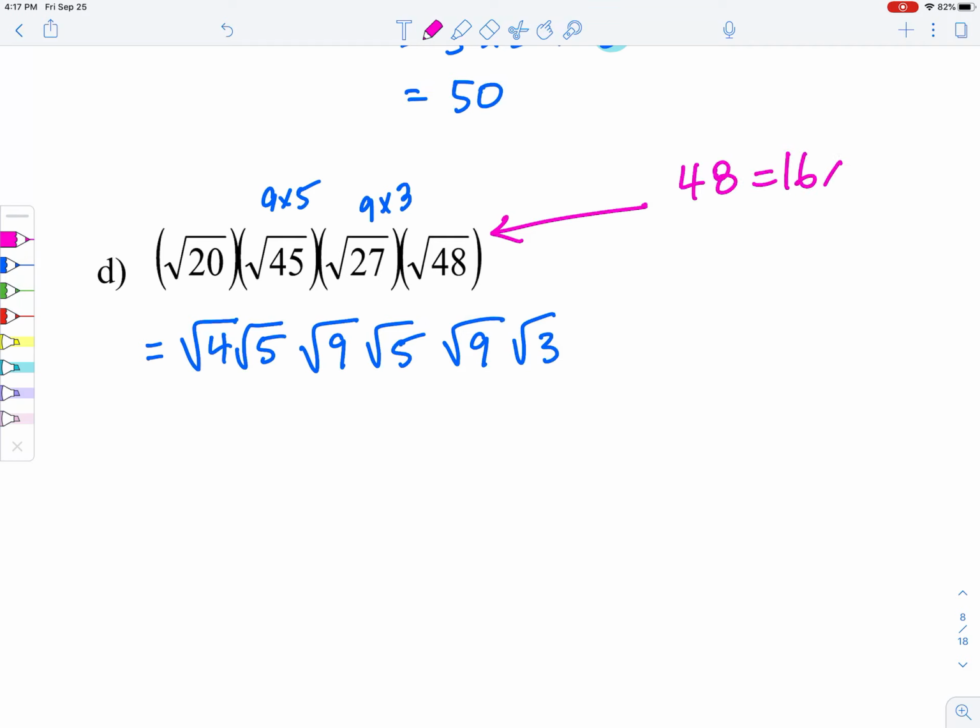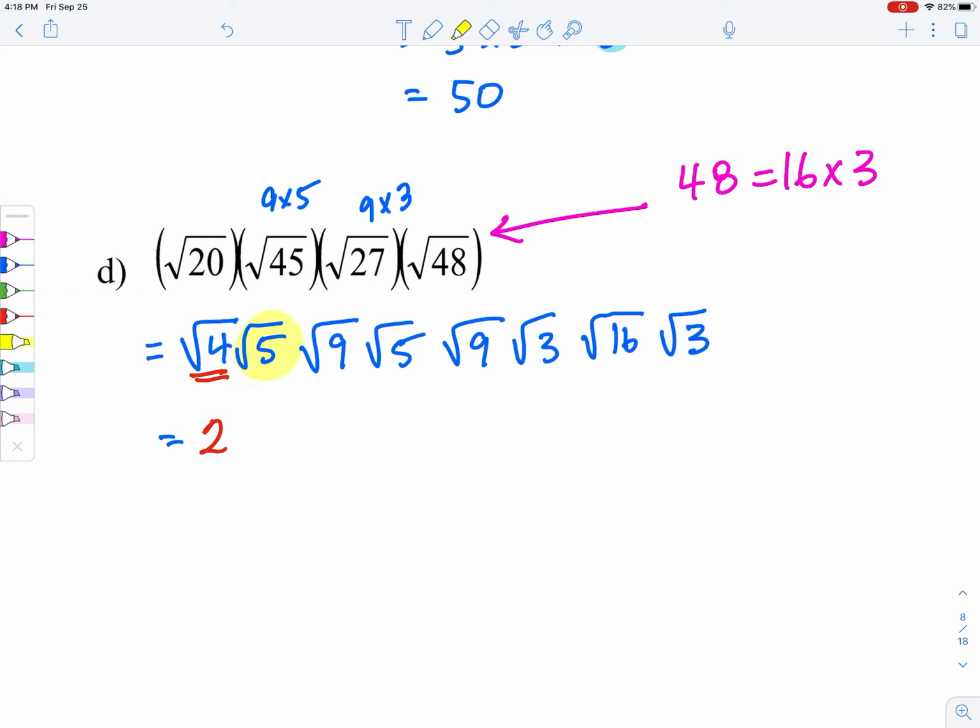48, if you write it as 16 times 3, that's way better than 4 times 12, because 16 is one of those magic perfect squares that come out. So I'm going to write root 48 as root 16 root 3. That's the biggest perfect square we can take out of there. And now we look for things that we can simplify. So root 4, I can just write it as 2.